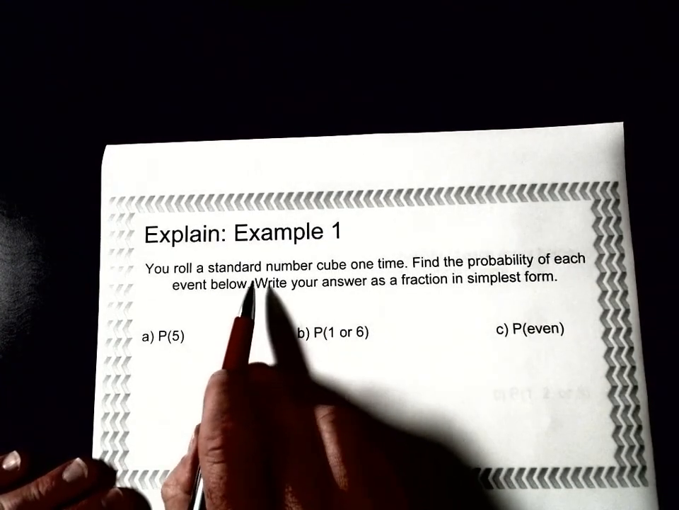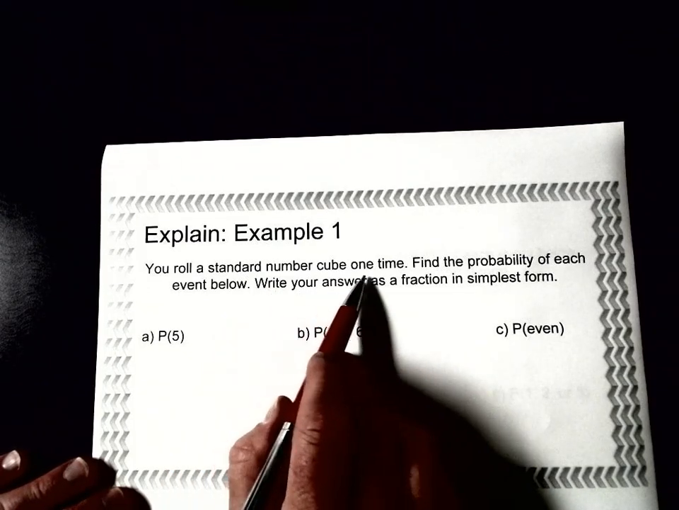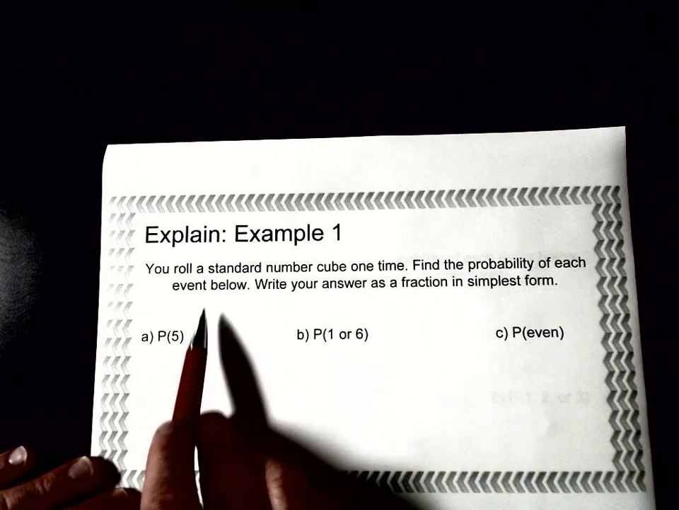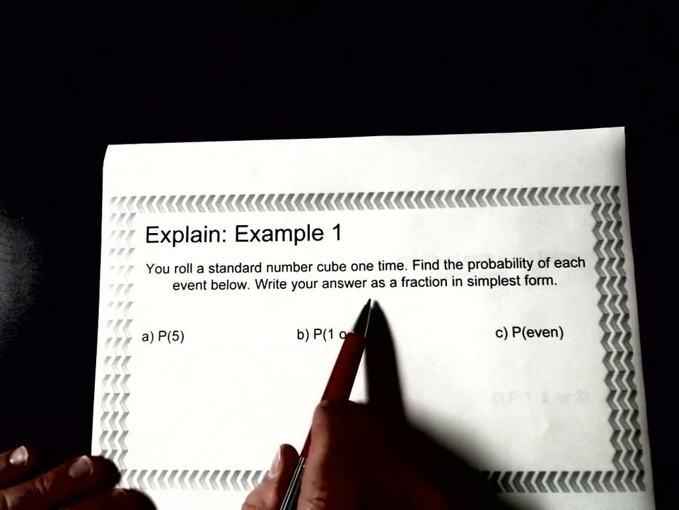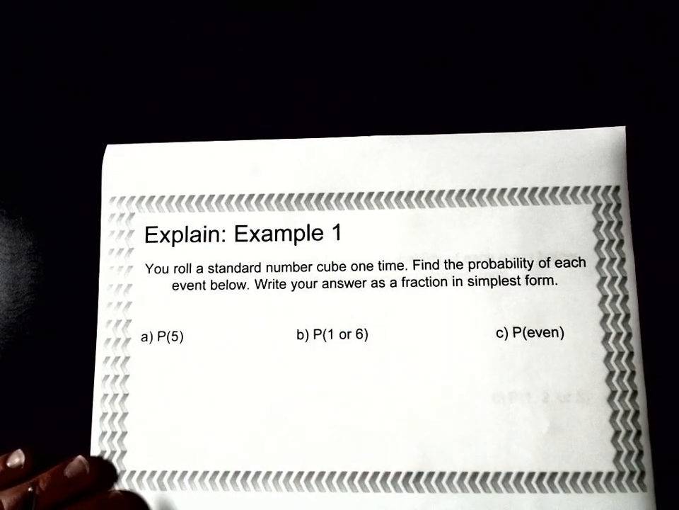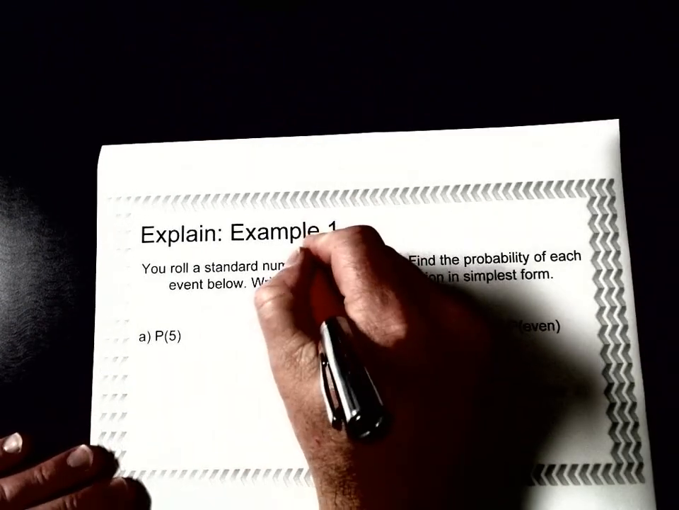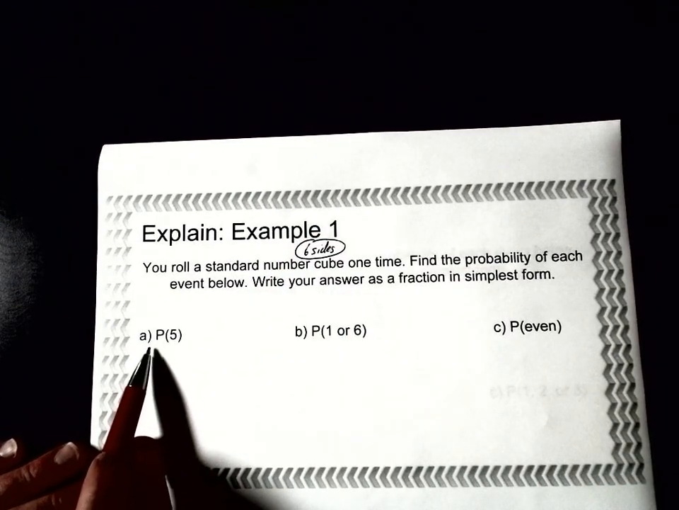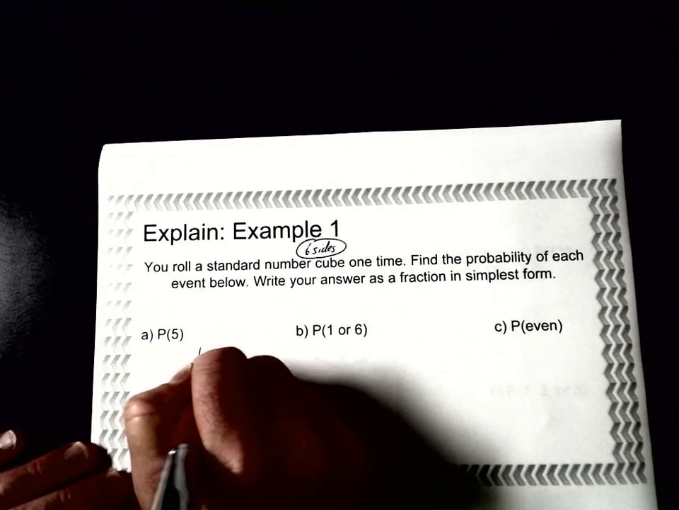We're going to go through a few examples. You roll a standard number cube, which is a die we talked about a couple of days ago. Find the probability of each event below. Write your answer as a fraction in simplest form. So a number cube has 6 sides. And this one, A, says, what's the probability of landing on a 5? Well, there's only one, 5 over 6.